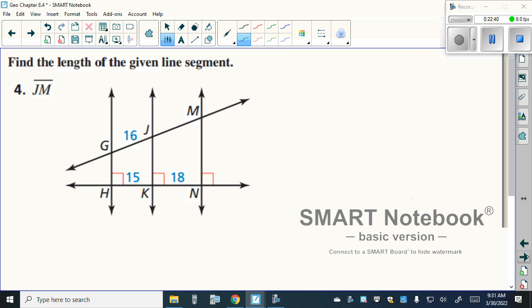All right. We'll find line segment JM. So how would we set this up? Is equal to? Too many numbers. What?